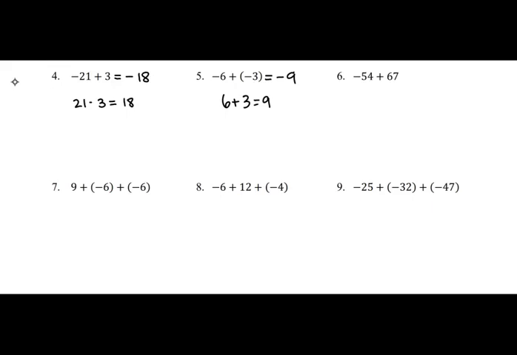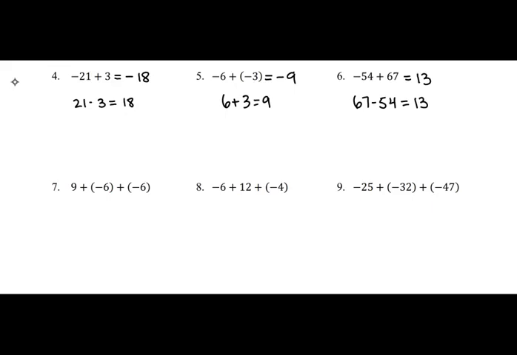We keep practicing with the numbers until we actually get it. So negative 54 plus 67. 67 is the bigger value, so that means it's going to be a positive number. I don't need to put the plus sign, but I do need to find the difference. 67 minus 54 will give you 13. So the answer is 13. Negative 54 plus 67 will give you positive 13.